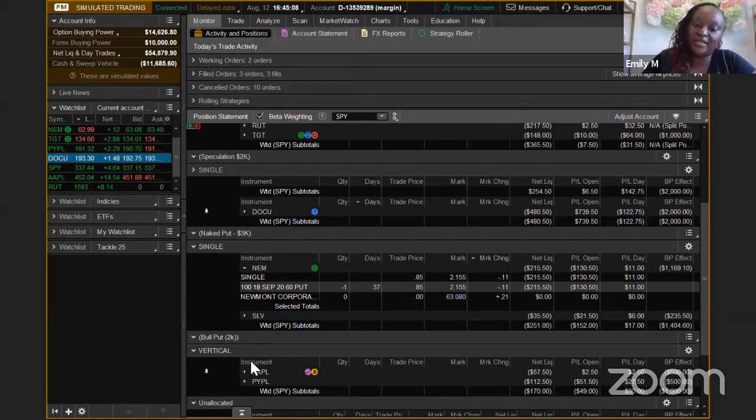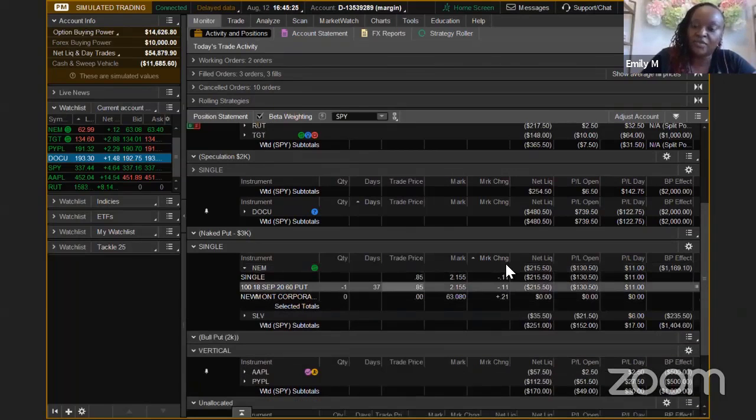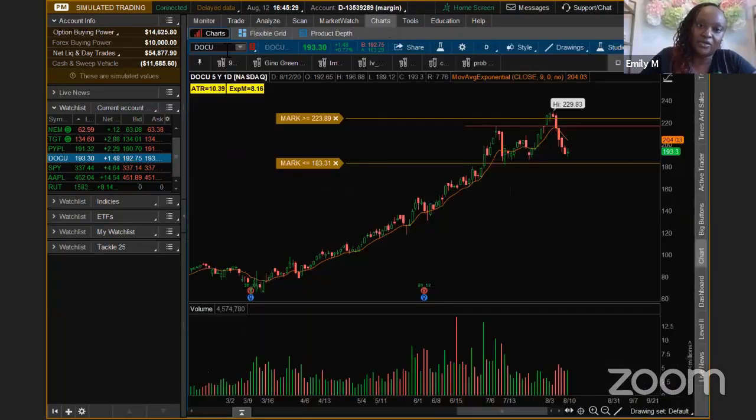So for this one, I'm not going to exit the trade. If I get assigned, I get assigned. If I don't get assigned, I don't get assigned. I'm just going to keep doing naked puts. So that's the trade with Newmont Mining. Right now I've got the 60s. Let's look at Newmont.